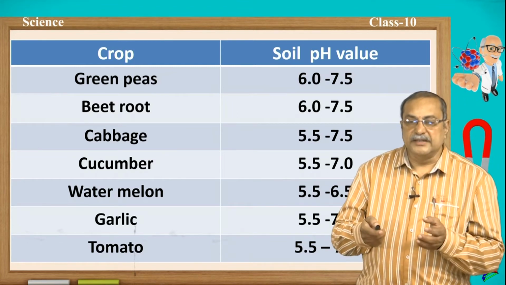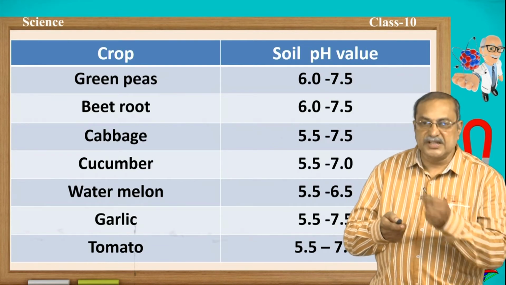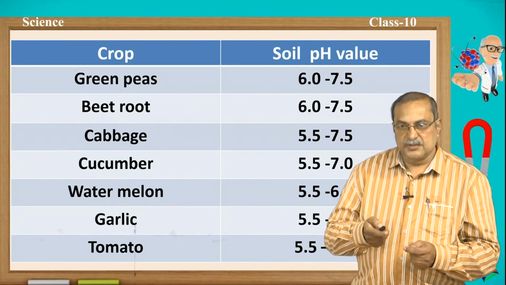So, we have to maintain that. Before sowing, what do you have to do? We should check the pH value of the soil.